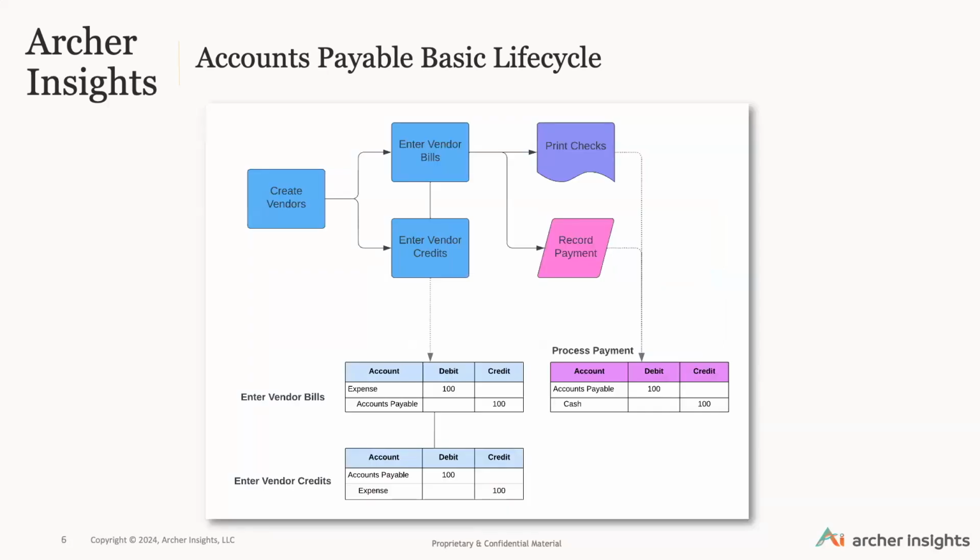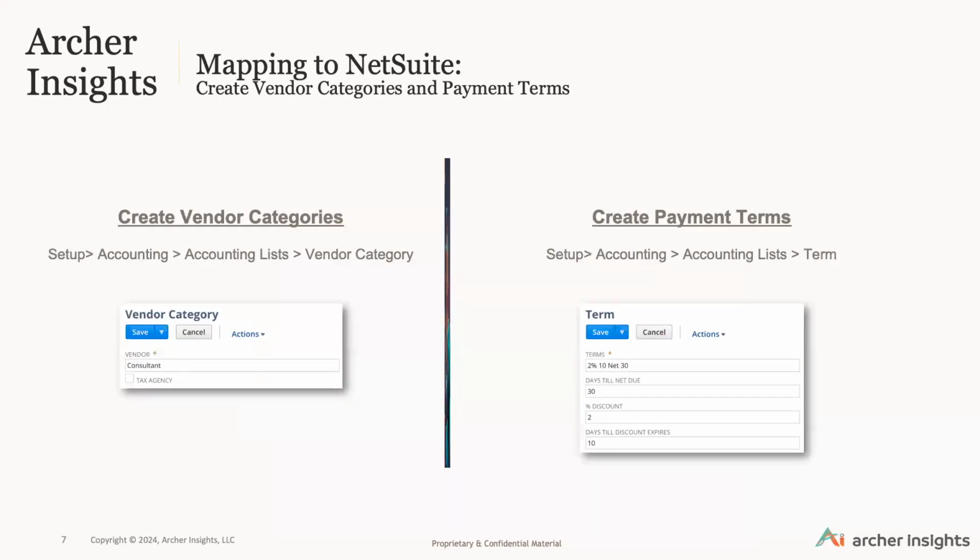When vendor bills are processed, NetSuite debits the expense account and credits accounts payable. When vendor credits are processed, NetSuite debits accounts payable and credits the expense account. When payments are processed, NetSuite debits accounts payable and credits cash.